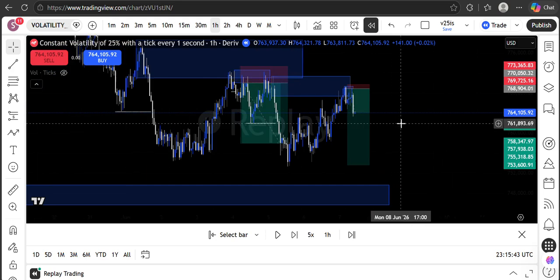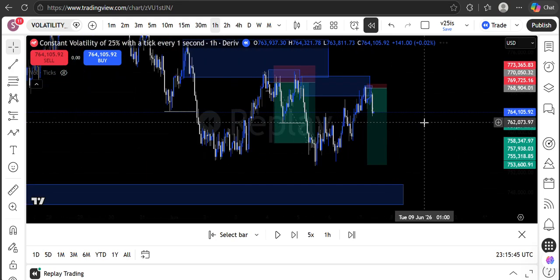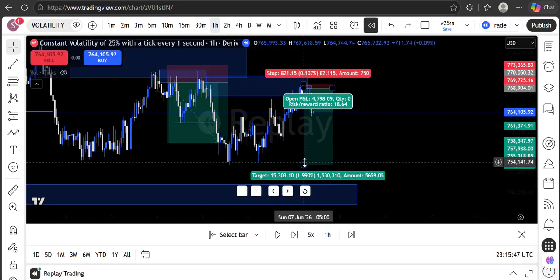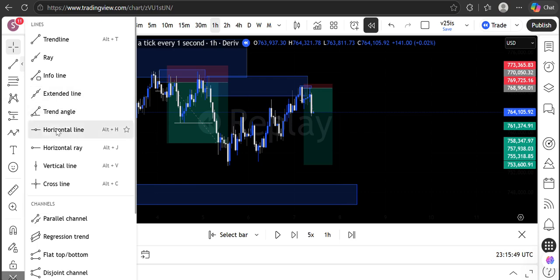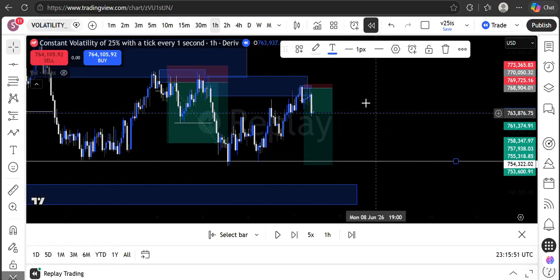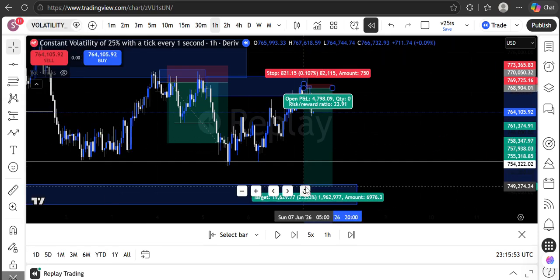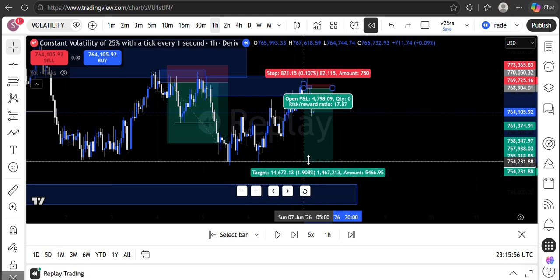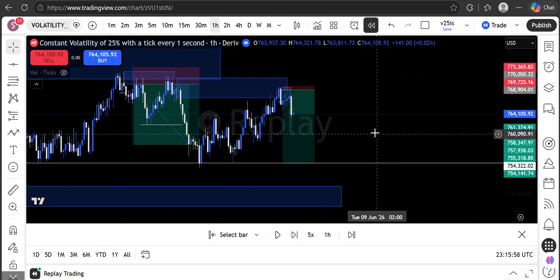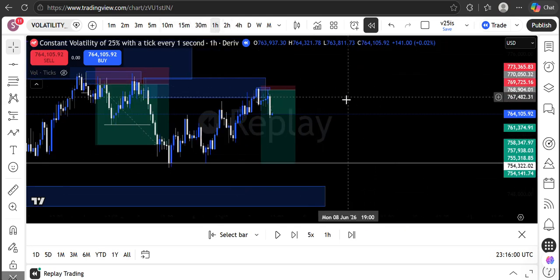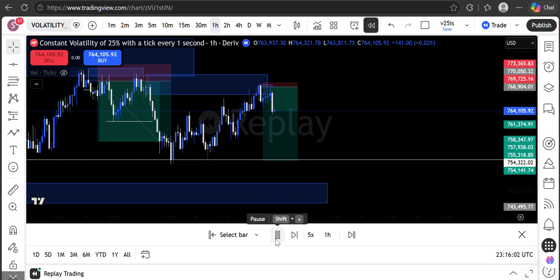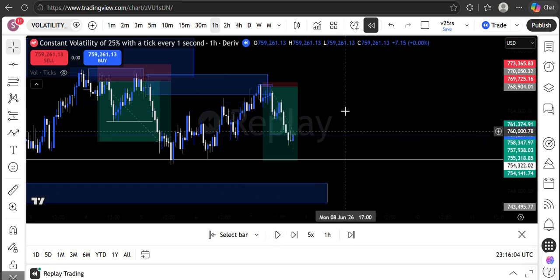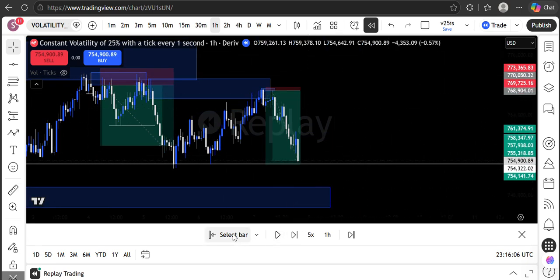Price might likely get to this particular zone, so this is our exit point actually. Price might actually get to this particular zone, but we exited the trade here. Okay, so we saw this. Let's play. So price did all this, and then now let me go back.